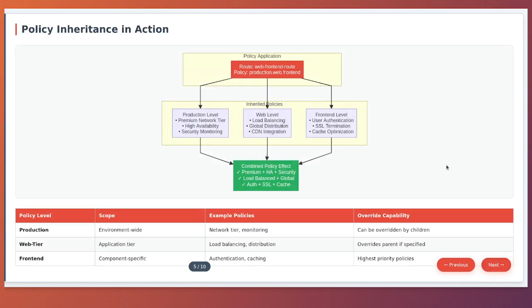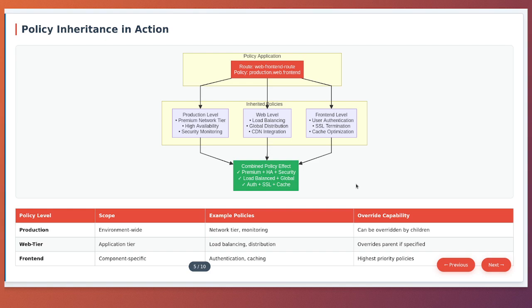Policy inheritance in action. This diagram illustrates exactly how policy inheritance works in practice. When you apply a policy tag to a route, that route doesn't just get the specific policy, it gets the entire inheritance chain. Look at the production.web.frontend policy. A route with this tag automatically inherits policies from production level, web level, and front-end level. This creates layered governance where broad organizational policies combine with specific technical requirements.